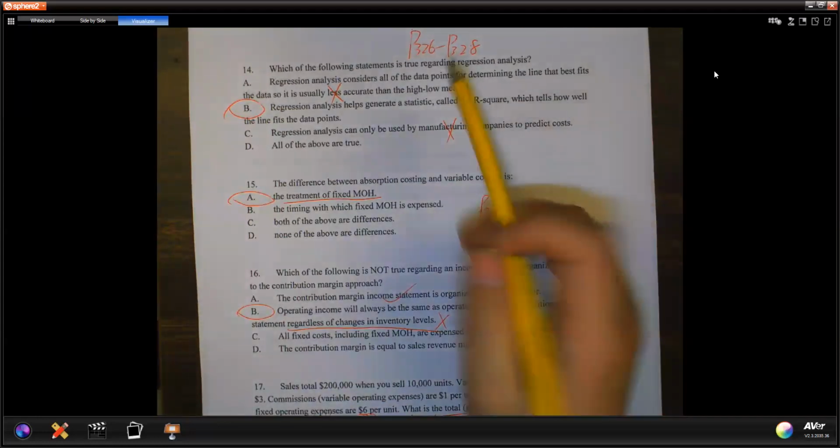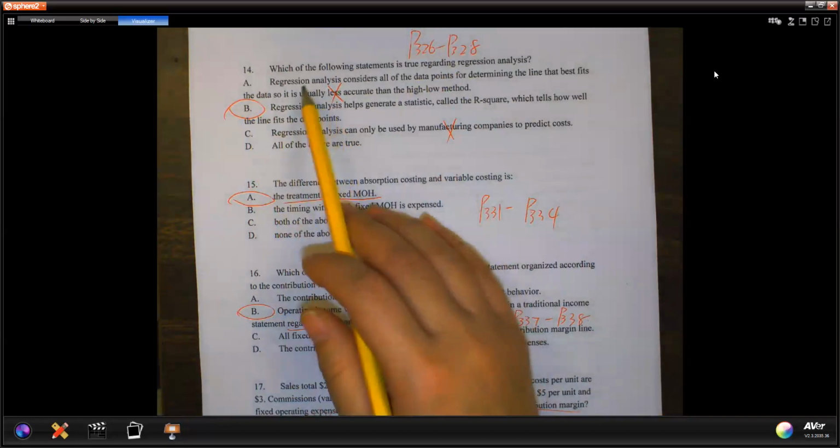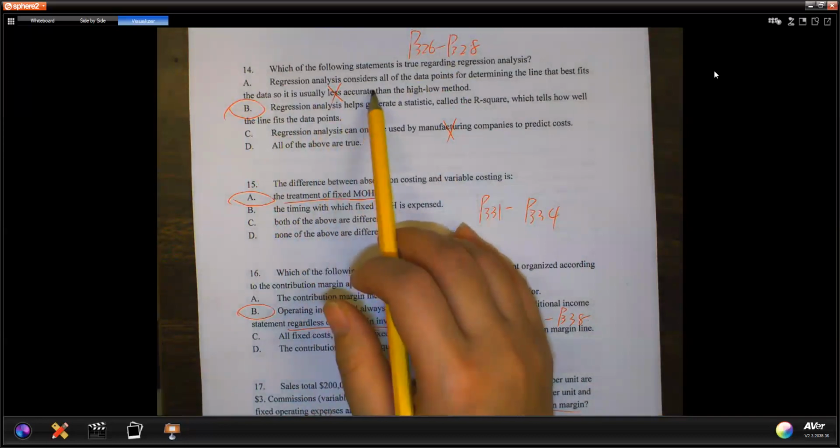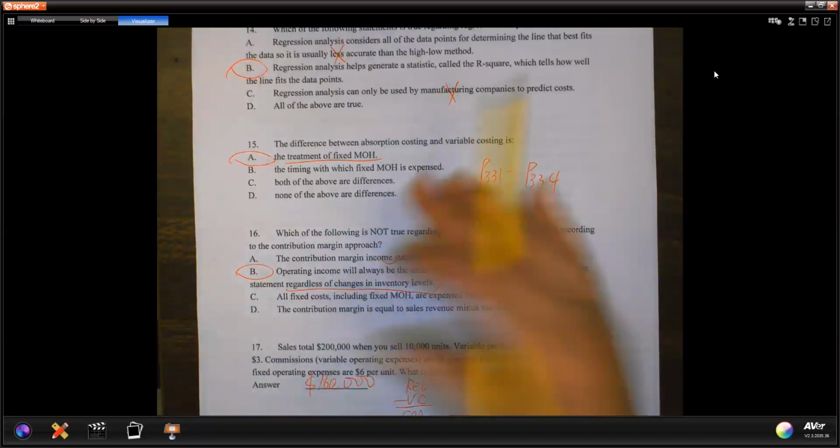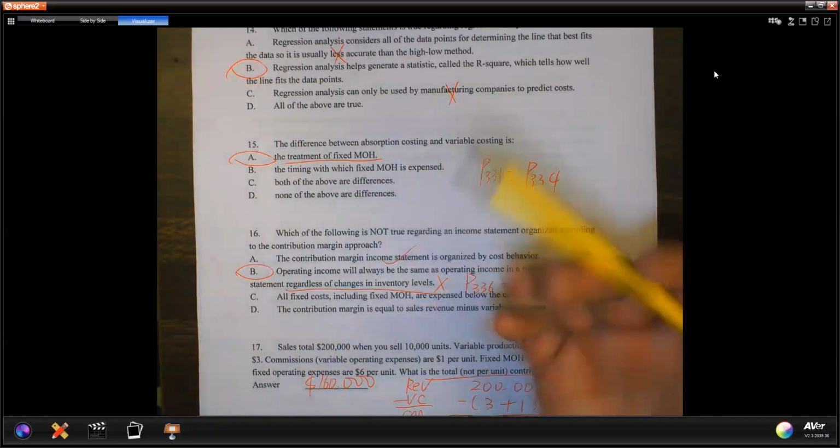Next one, question 14. Answer is B. So regression is more accurate, and regression can be used by other companies. There is no requirement for which company can use regression.